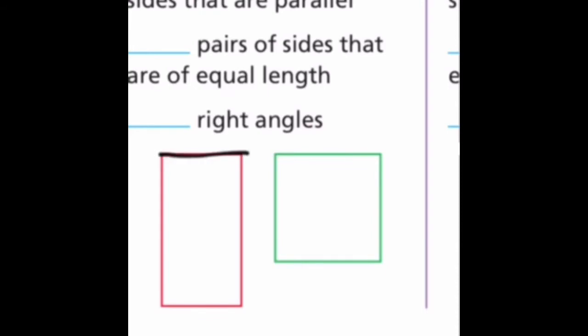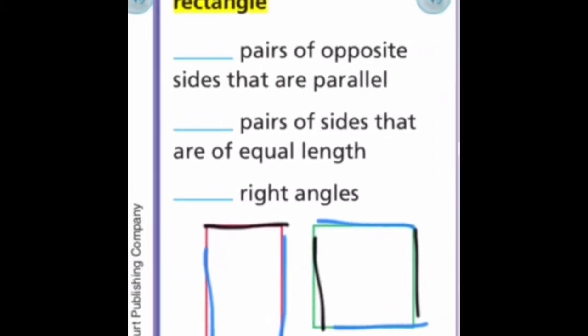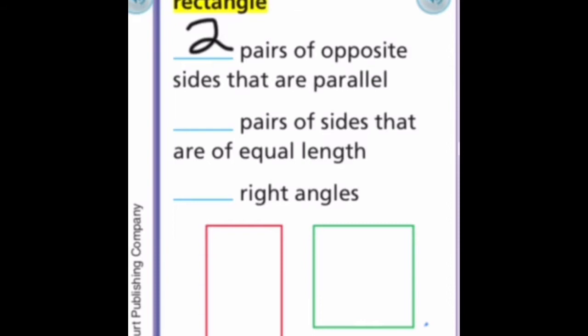So how many pairs of opposite sides that are parallel? If we look at rectangles, one pair, two pair on this one: one pair here, and a second pair here. So rectangles have two pairs of opposite sides that are parallel. And then how many pairs of sides that are equal length? Okay, well, if we look at this again, let me erase some of this work and look at sides that are equal length. On a rectangle, this side, let me get a pen, there we go. This side and this side are equal length. This side and this side are equal length.